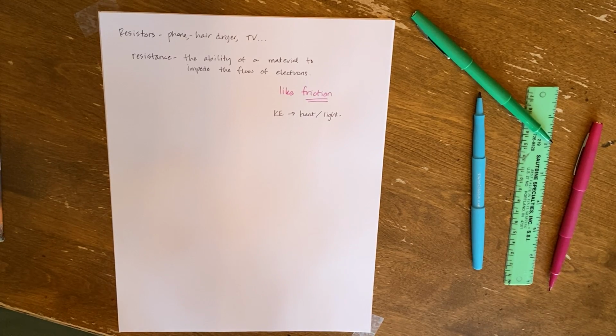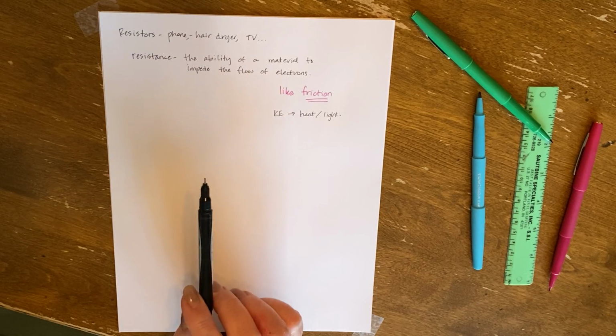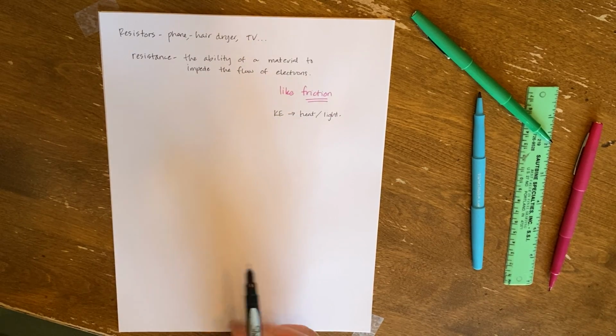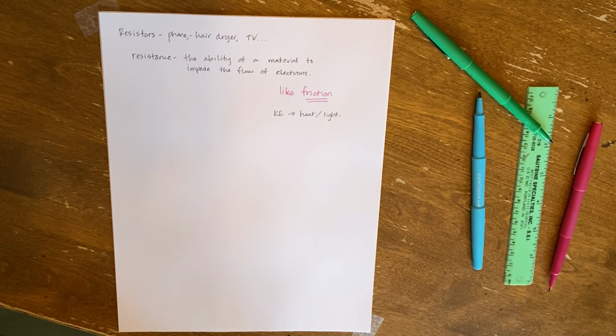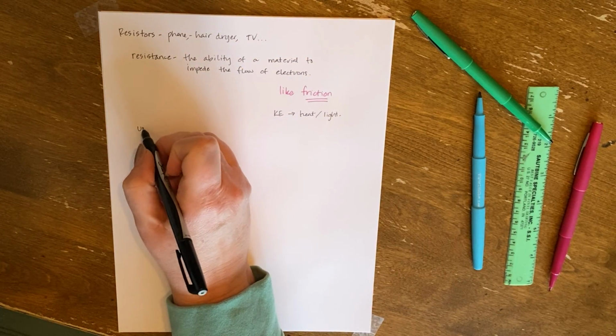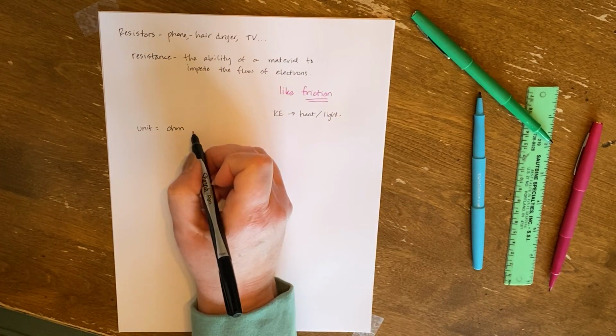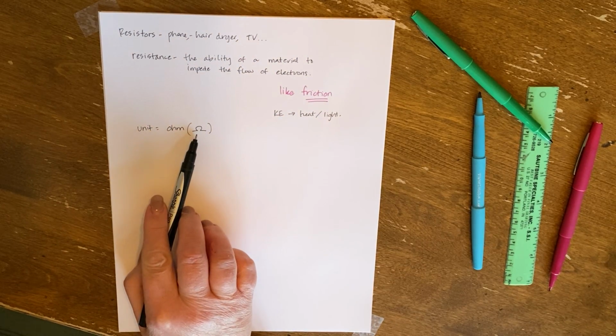It's also important to know that resistance is affected by the type of conductor that we're using and the length and width of the conductor, okay? All right, so finally, before I go on, resistance is measured in a unit called an ohm. And ohms are abbreviated with the Greek letter omega, okay?